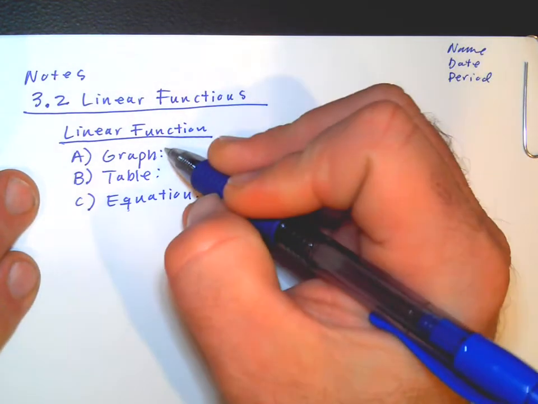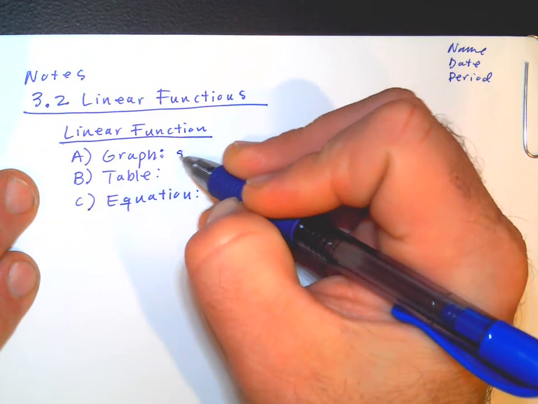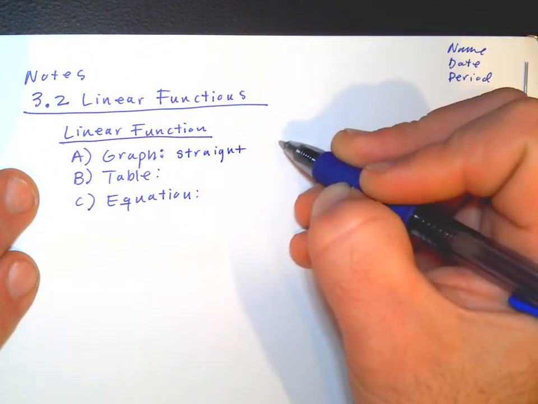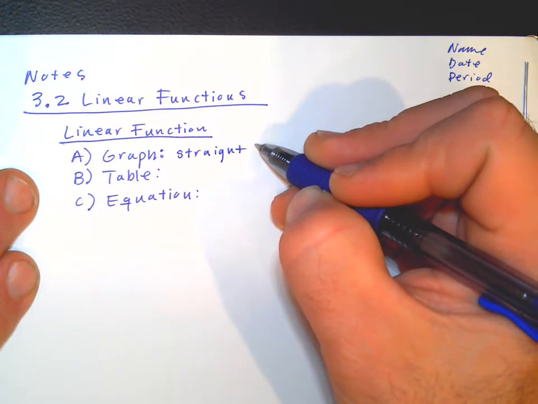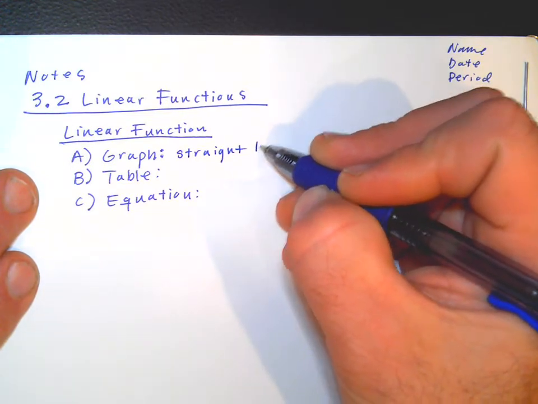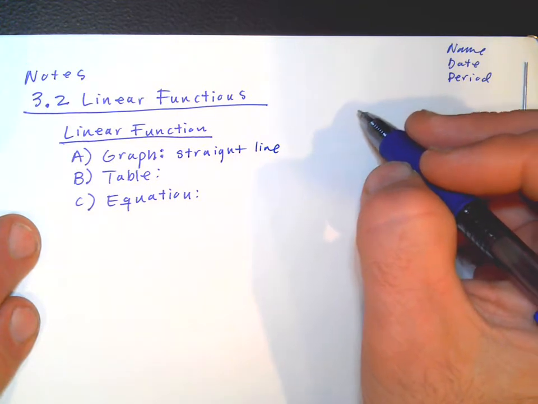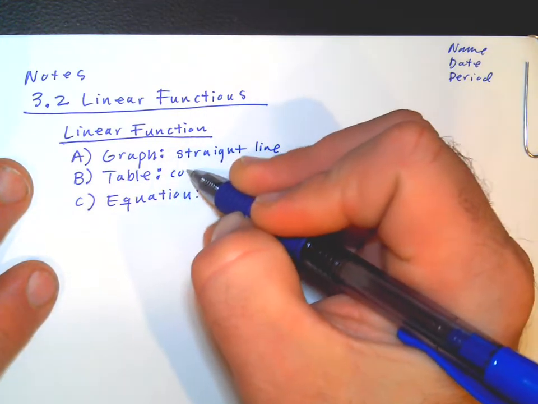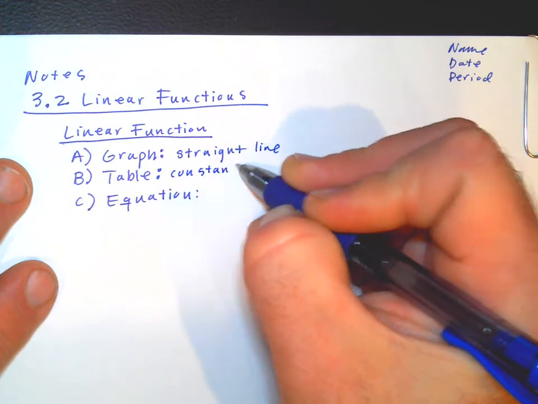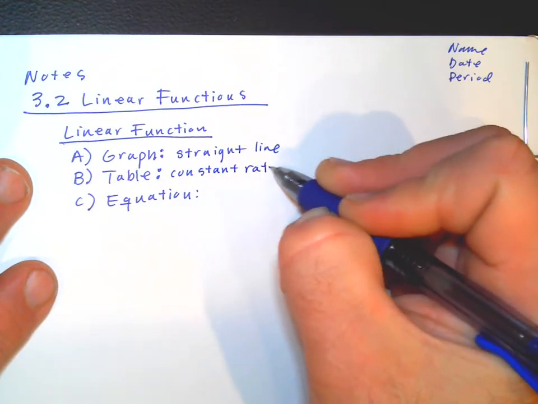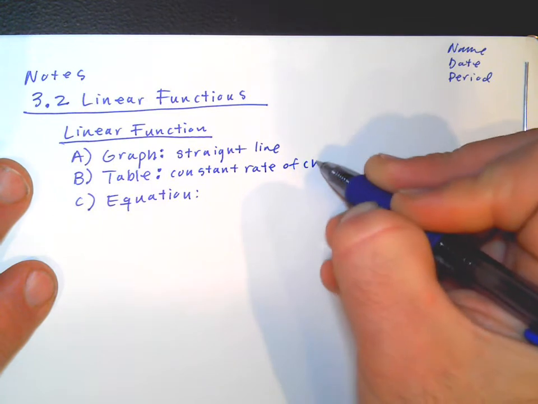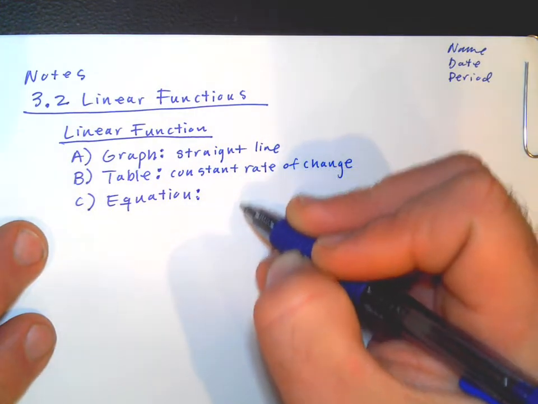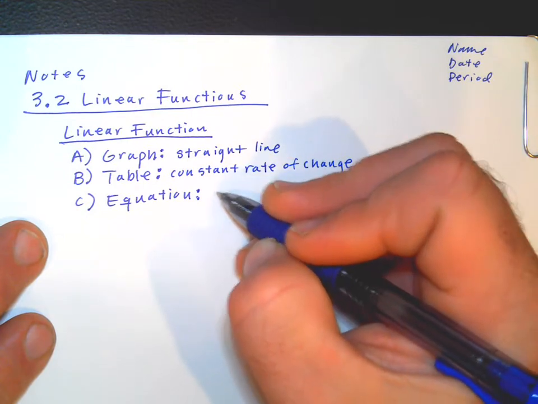So a graph's kind of simple. It looks like a straight line. Could be tilted, it could be flat, but it needs to look like a straight line. Can't have any curve to it. From a table, we're going to do examples of all these. You need to identify if there's a constant rate of change. An equation needs to look like this.